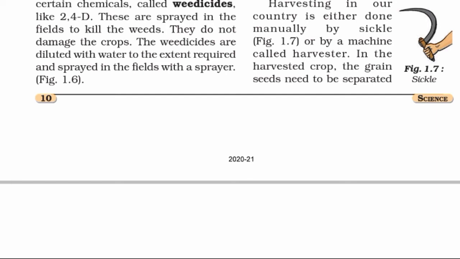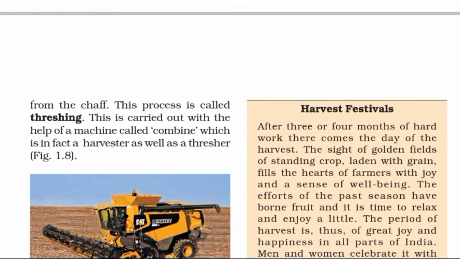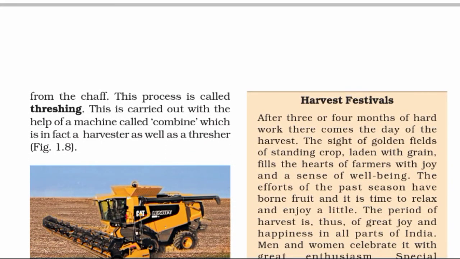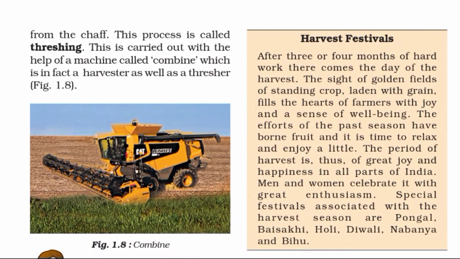Page 11. In the harvested crop, the grain seeds need to be separated from the chaff. This process is called threshing. This is carried out with the help of a machine called combine, which is in fact a harvester as well as a thresher, as shown in figure 1.8.